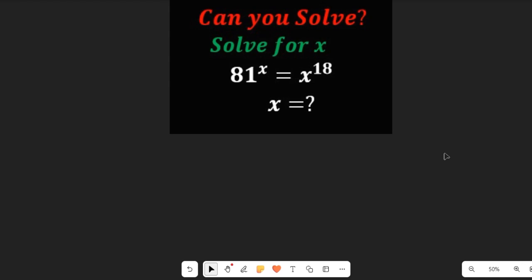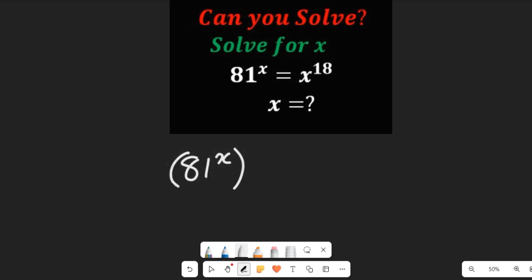Now we're going to start first using the laws of indices. From the use of the laws of indices, we are going to multiply both sides first with the power of 1 divided by x. That way we can clear x from the left hand side. If we do that, we will have 81 to the power of x multiplying 1 divided by x, equal to x to the power of 18 multiplying 1 divided by x.